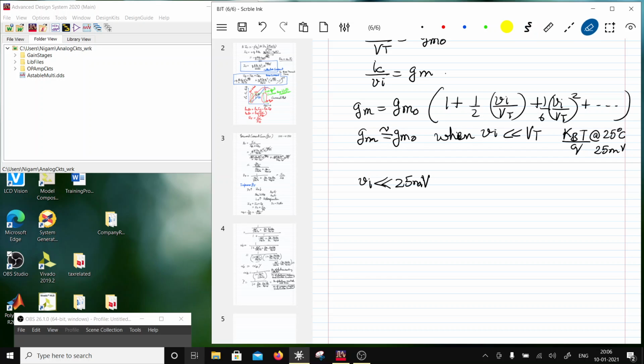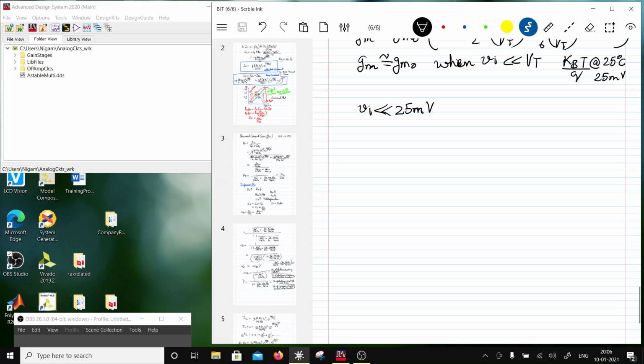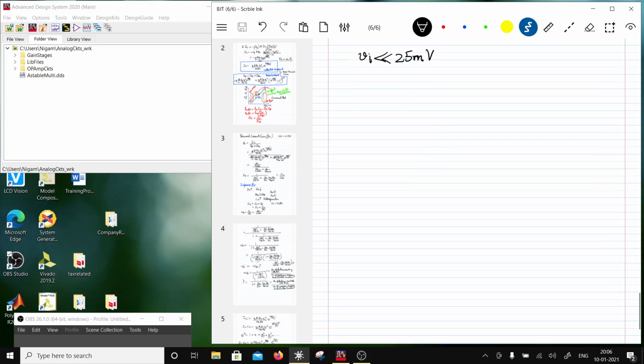So unlike the MOSFET, where you have a control over what is a large signal or small signal, because through overdrive you have a control, here we do not have a control over what is a small signal. Anything below 25 millivolts at room temperature would be considered as a small signal. So with this out of the way, let's look at some of the phenomena, right?